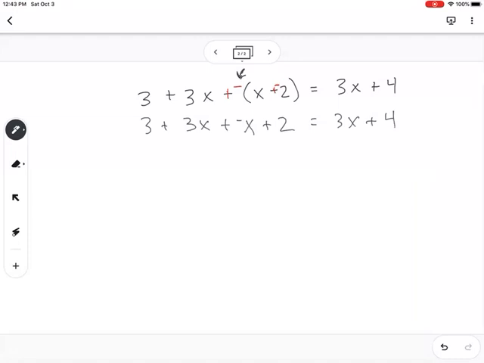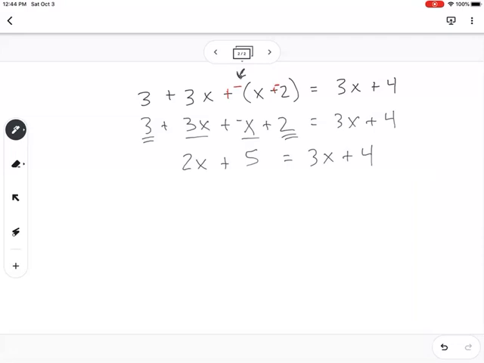Okay, so we finished our multiplication step, the distributive property, and now we still have combining like terms. The 3x and the negative x can combine, and the 3 and the 2 can combine. 3x plus negative x is a negative 1x. 3 minus 1 is 2, so 2x. Then our constants, 3 plus 2, give us 5, equals 3x plus 4. Okay, so in our checklist, step 1 was to simplify both sides. Now both sides are simplified.